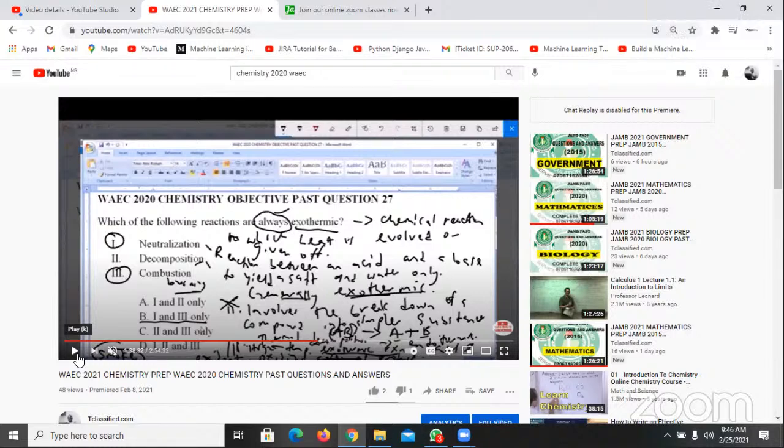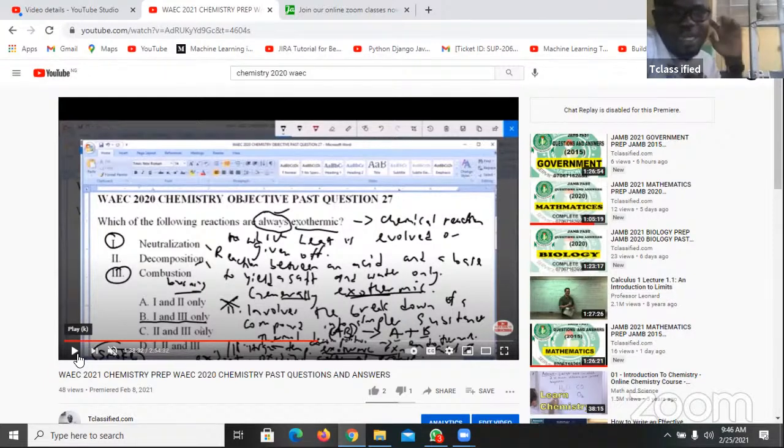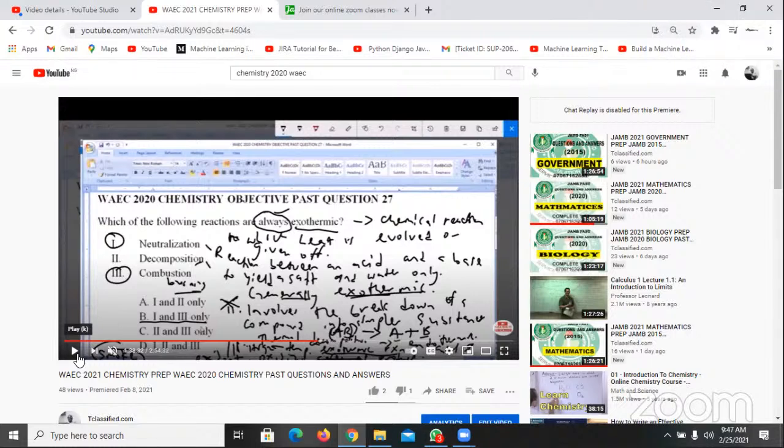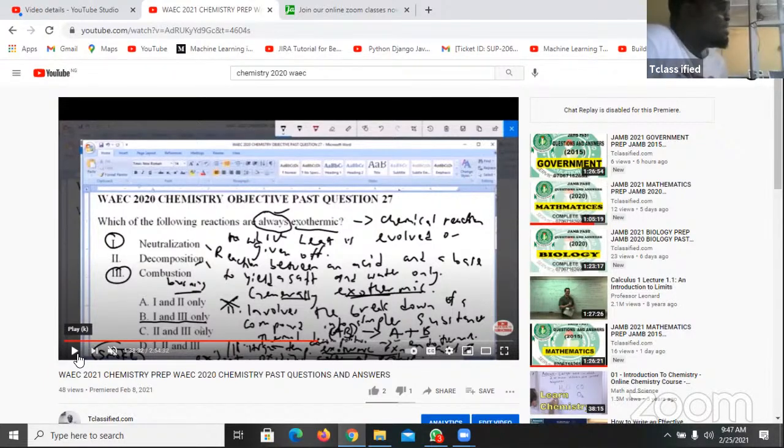What about neutralization? Good. A reaction between acid and base normally yields salt and water as the products, but also releases heat mostly. So they're also exothermic. Sorry, how do they release it? I wouldn't know, but they normally release it once there is a neutralization reaction.